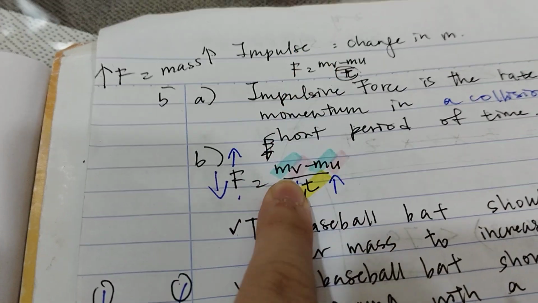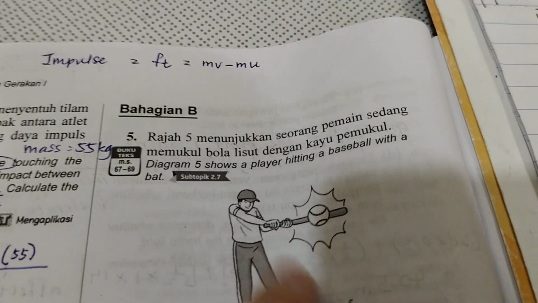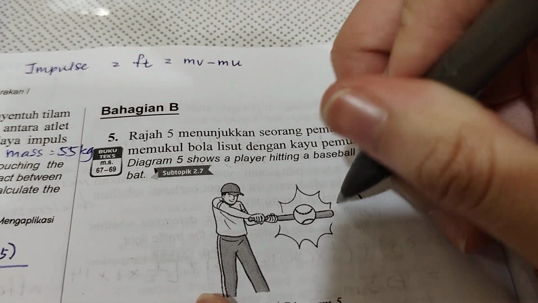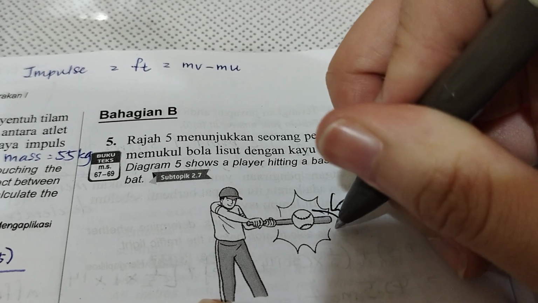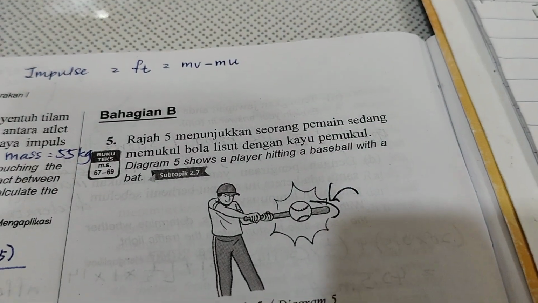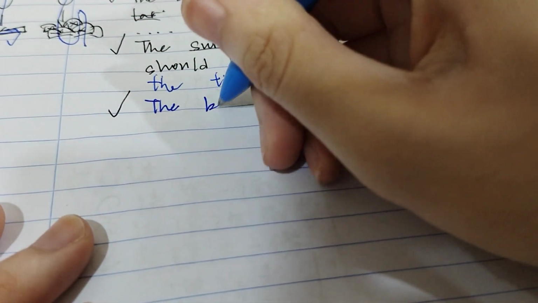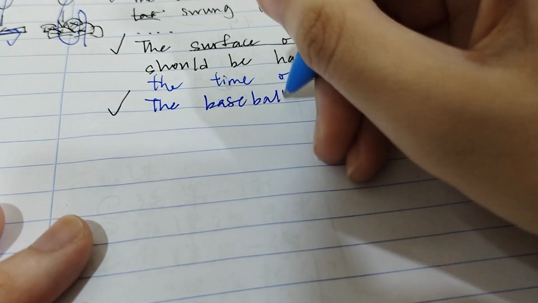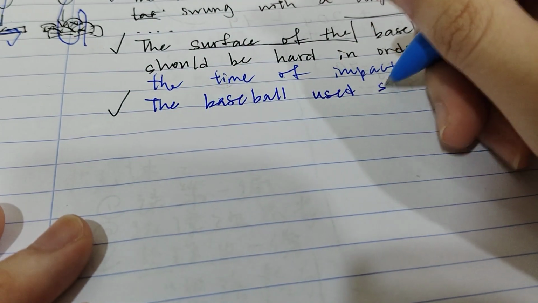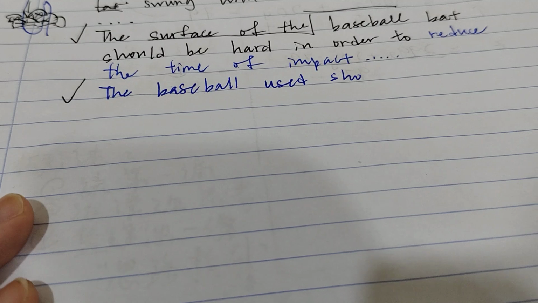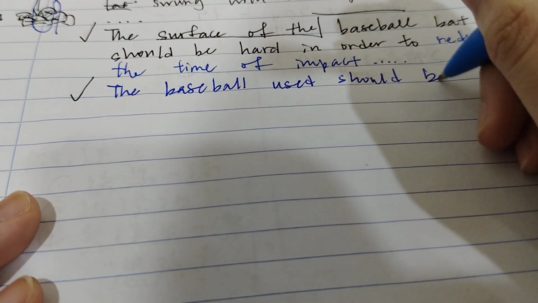Okay? Now the final answer, this is where it's not according to the formula anymore, because we've already used all the variables in here. What you can talk about is the other object, because over here we've only been talking about the baseball bat. Now we can talk about the baseball. So this one I took from the answers, so let's just write together, shall we? I'll use the blue pen. So the baseball used should be elastic.